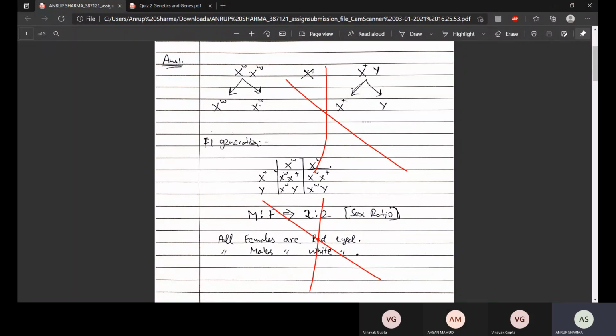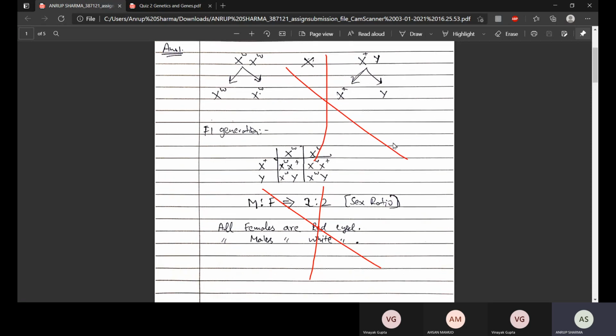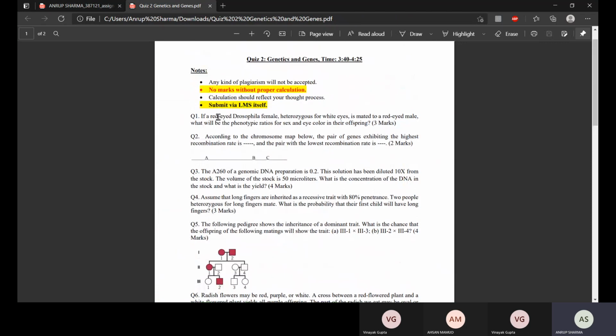So, is the screen visible? Yes. So can you please explain what went wrong in this question? Okay, let me open quiz 2, then I can explain. I have the question, sir. Here it is, sir, question number 1. Can you zoom in here? Yes, sir.